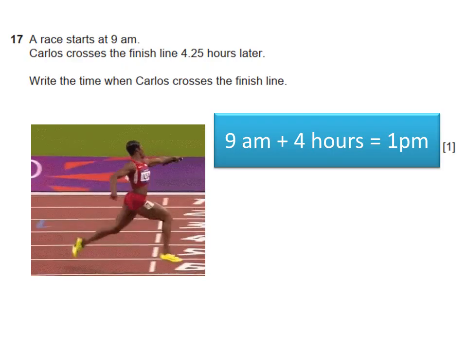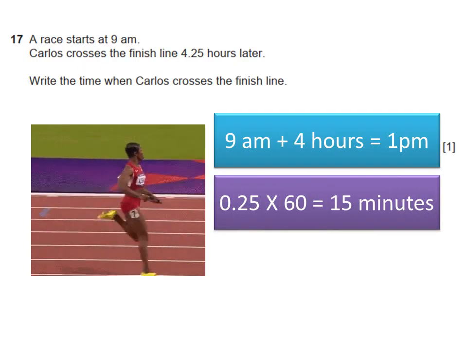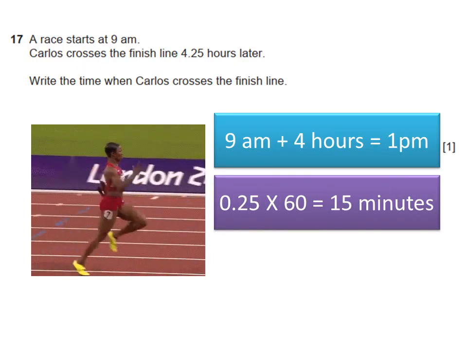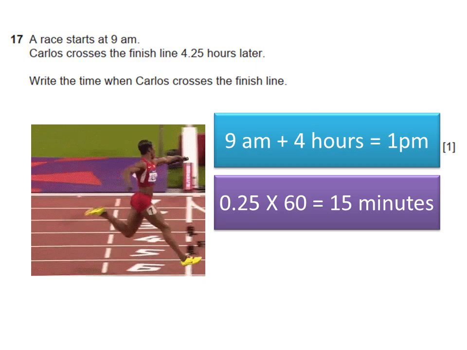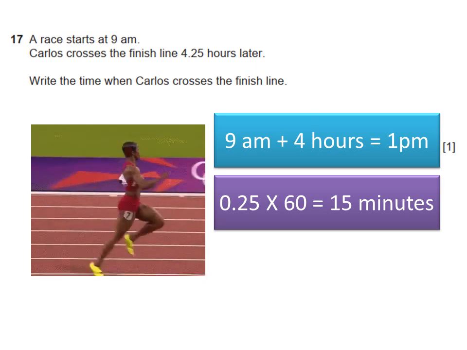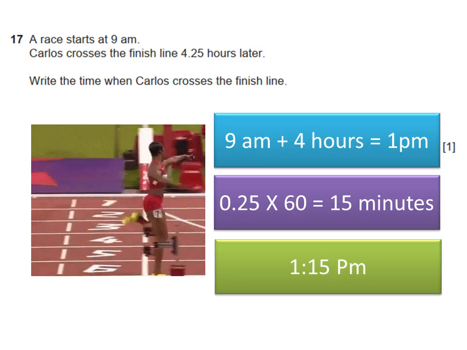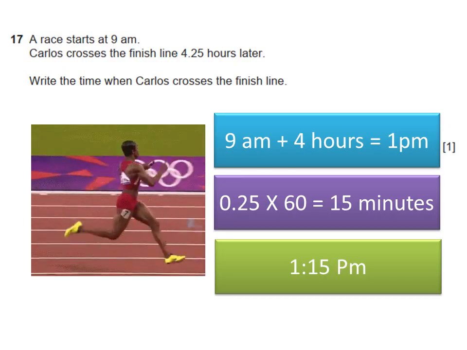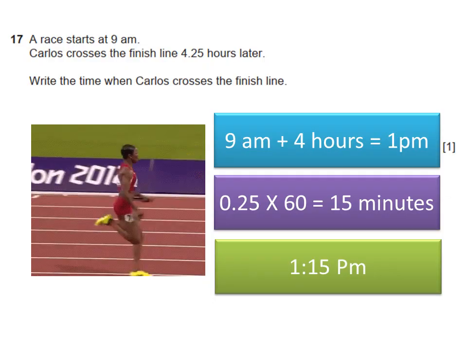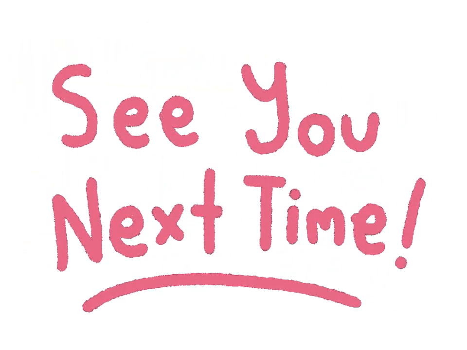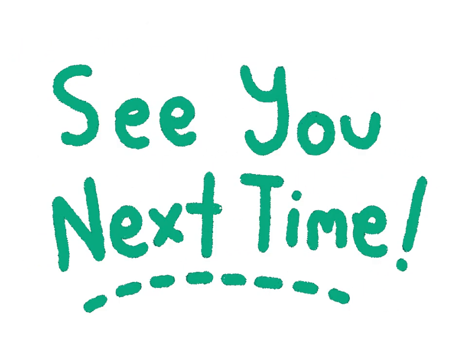Then we need to count 0.25 hours. 0.25 times 60 will be 15 minutes. So write the time when Carlos crosses the finish line. This will be 1 p.m. and 15 minutes. This is part 1 of our paper 2, the second part. Thank you.